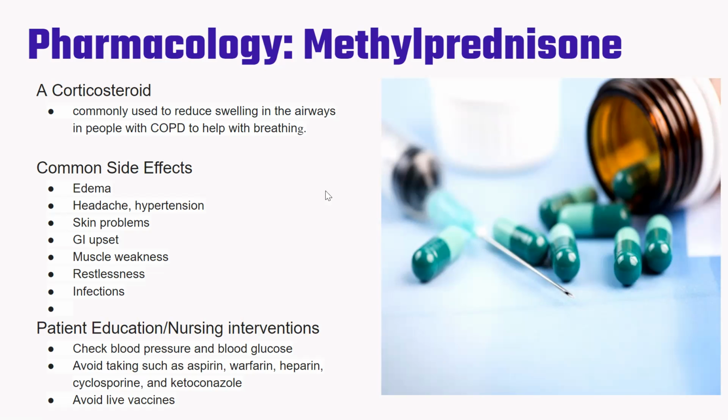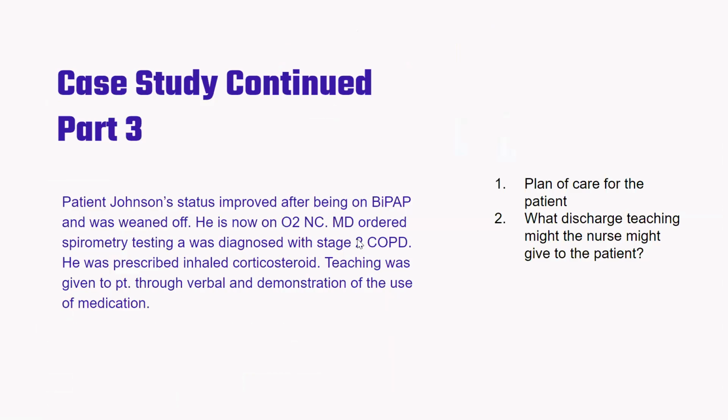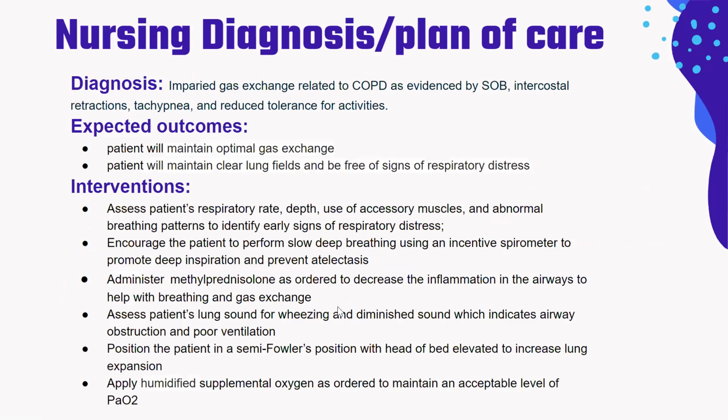In the last part of the case study, patient Johnson's status improved after treatment. He was prescribed a corticosteroid inhaler and now he's on supplemental oxygen via nasal cannula. The priority nursing diagnosis for the patient will be impaired gas exchange related to COPD and emphysema, as evidenced by shortness of breath, substernal and intercostal retractions, tachypnea, and reduced tolerance for activities.